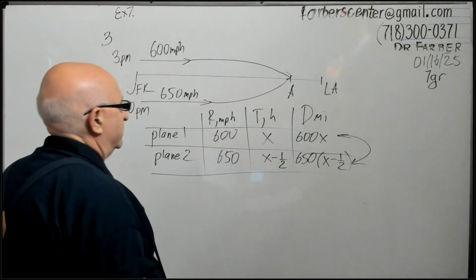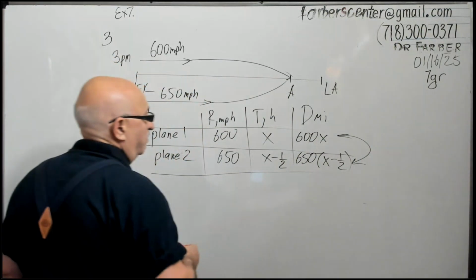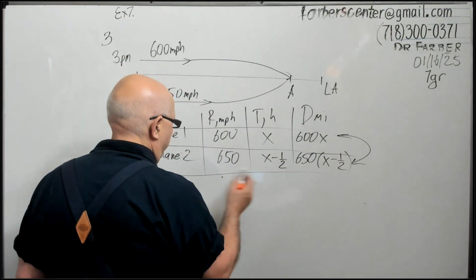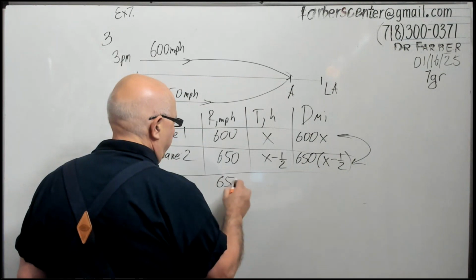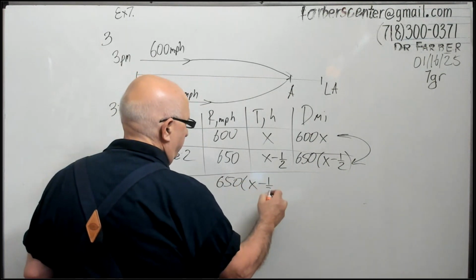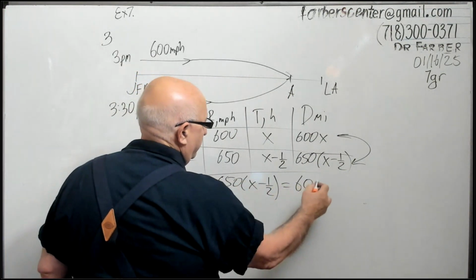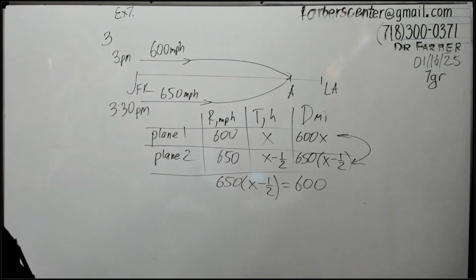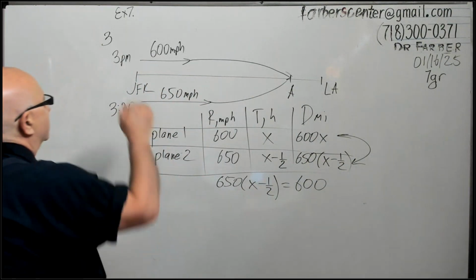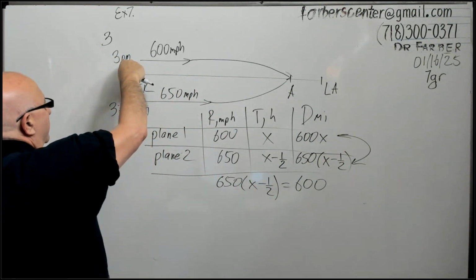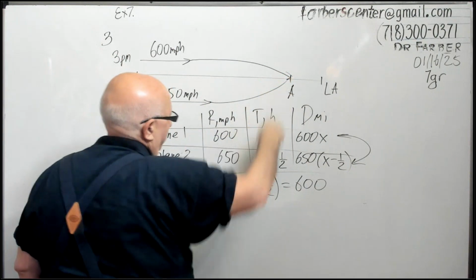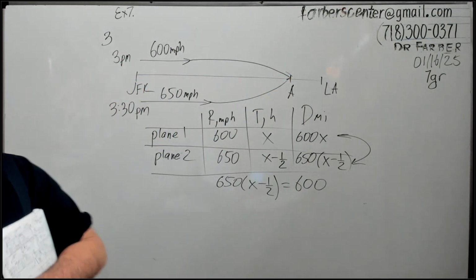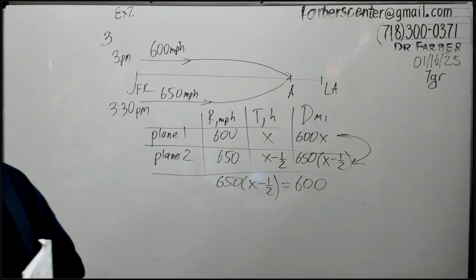So when you find x, how to find x? You can write that 650 times x minus 1/2 equals 600x. Open parentheses, find x, and after that, since starting at 3 p.m., plug in this time, you find this time. That's it. Who needs help with this equation? Put the hands down, everybody.